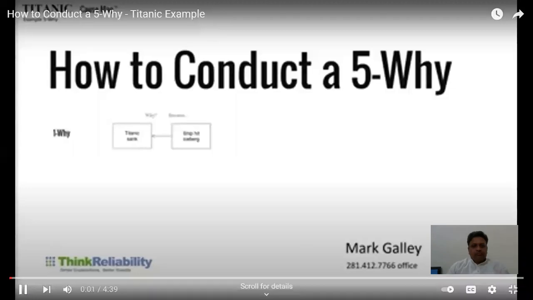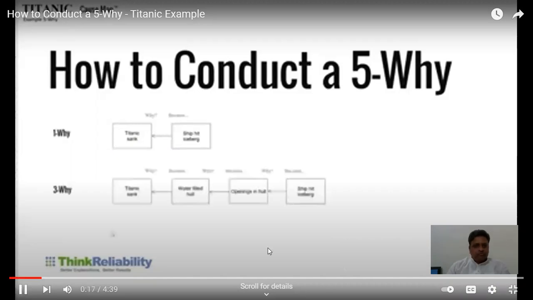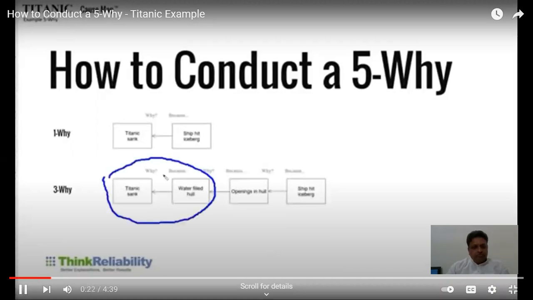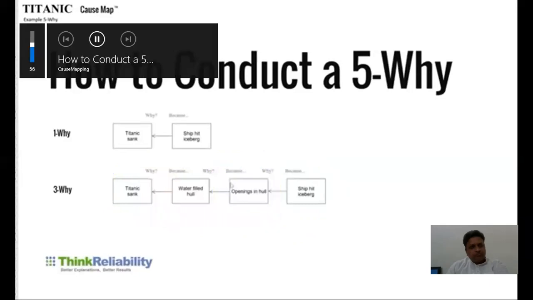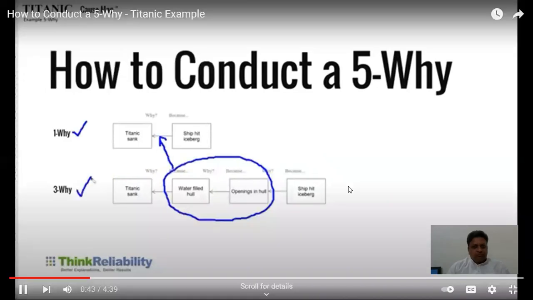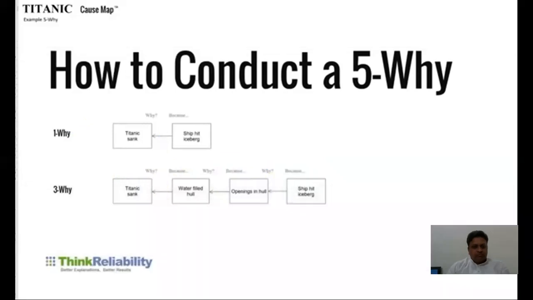This is a simple example of how to conduct a 5 why. What I'm showing is a 1 why. It points out that the Titanic sank because the ship hit an iceberg. That's a simple cause and effect relationship. You can expand on this and say the Titanic sank specifically because water filled the hole. And water filled the hole because there were openings in the hull. And there are openings in the hull because the ship hit the iceberg. These are 3 1 whys that combine to create a 3 why. This information fits right in here. So the 1 why is accurate and the 3 why is accurate. You can add more detail and expand this to a 5 why.